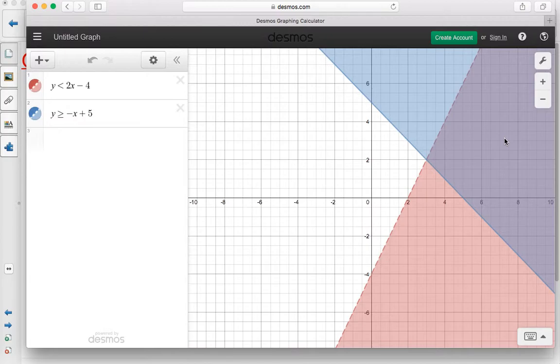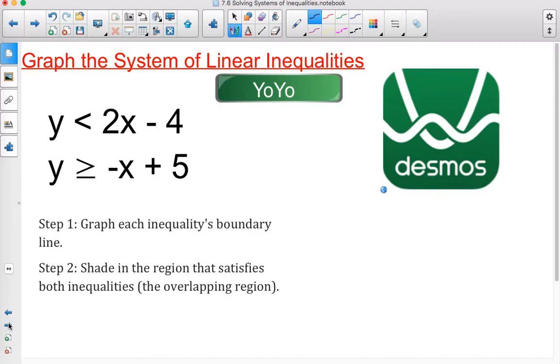But when you're showing your work, the only region that should be shaded in is this region right here, the one that's below this dashed red line and either on or above the blue line, and Desmos is doing that in purple. So the purple region should be the only one that you had shaded in on your whiteboard. Okay, hopefully that went okay.